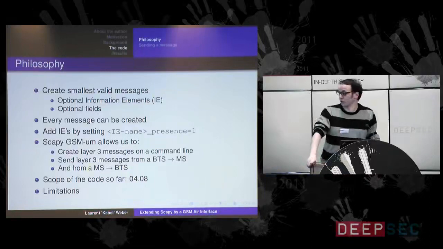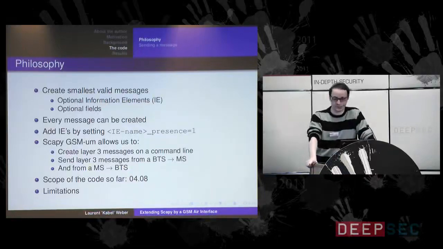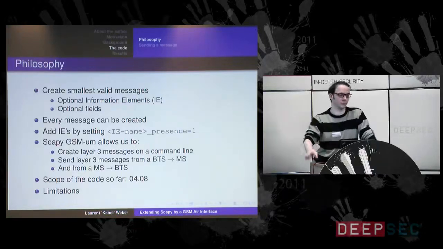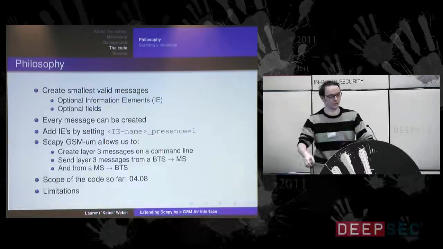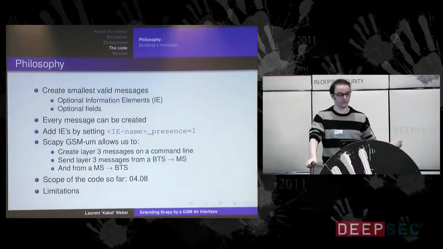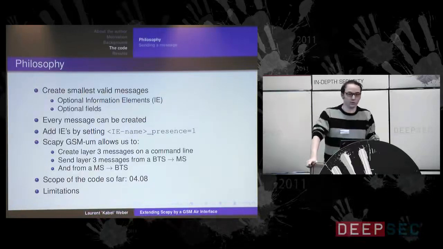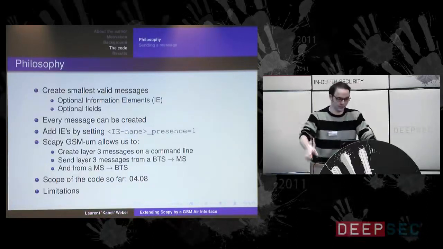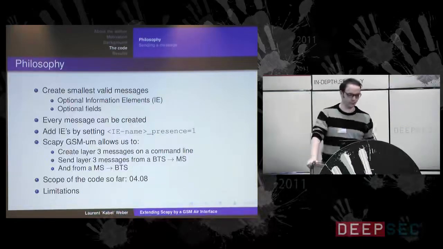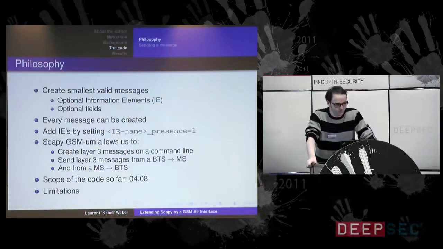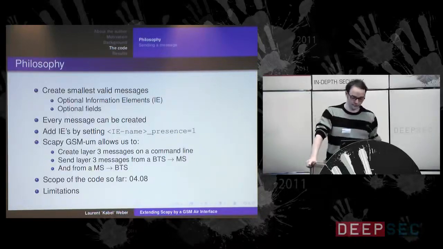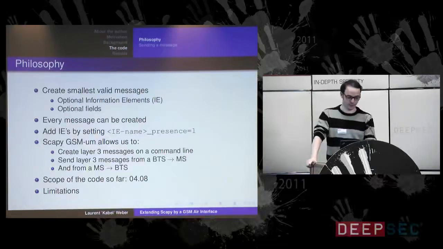The scope of the code which I implemented so far is the specification 0408, which basically is the whole layer 3 of GSM, but without the services that are on top of it. For example, you're not able to send SMS for the moment. I started to implement this because I thought it would be a really nice feature to have, because SMS could be automated in a good way. But I stopped to focus more on the GSM part.